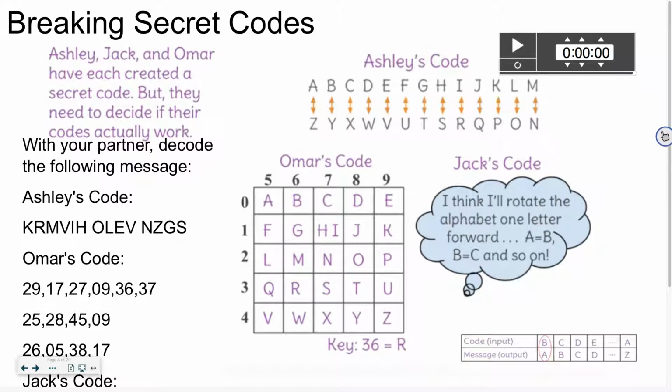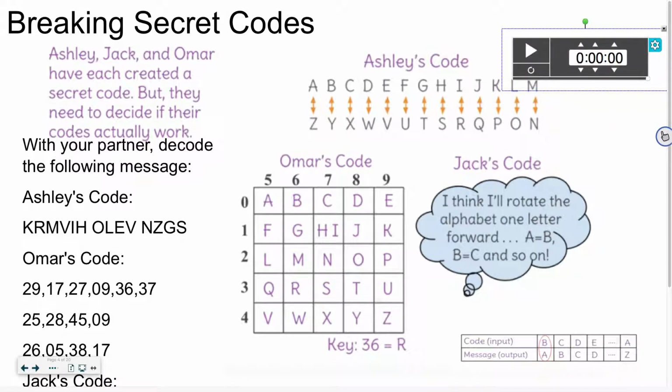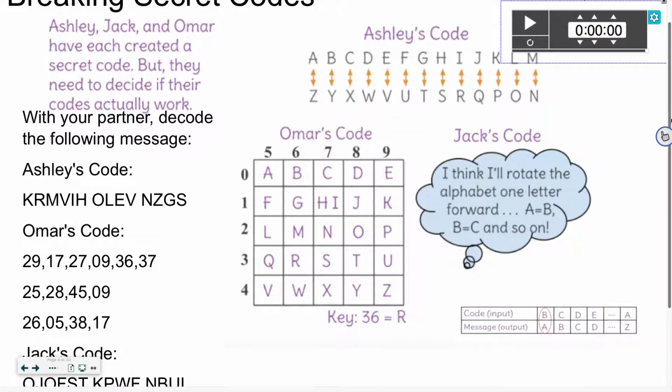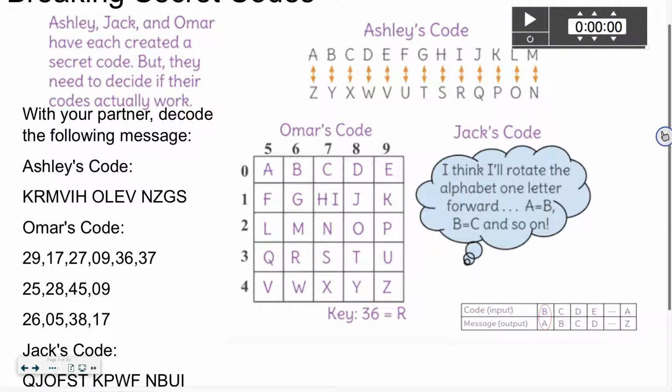Okay. So we have Ashley, Jack, and Omar, and they each created a secret code. But we need to figure out what their messages are and if they work. So we're going to take a few minutes here, and we can break it up into groups. Let's have one section of the room figure out Ashley's code. We'll have the middle section, this group here, figure out Omar's code. And then we'll have this side of the room figure out Jack's code.